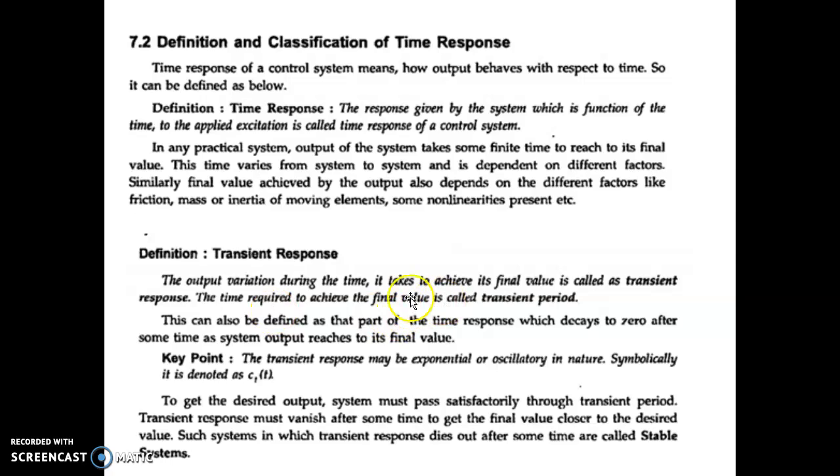The second terminology is transient response. The transient response is defined as the variation of output during the time it takes to achieve its final value. So to settle down the complete response with respect to time is called the transient response. It is symbolically represented as c_t(t). So c_t(t) denotes the representation of the transient response.